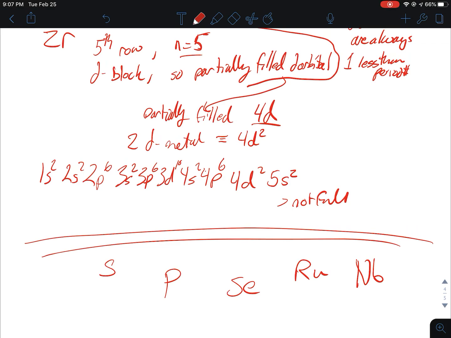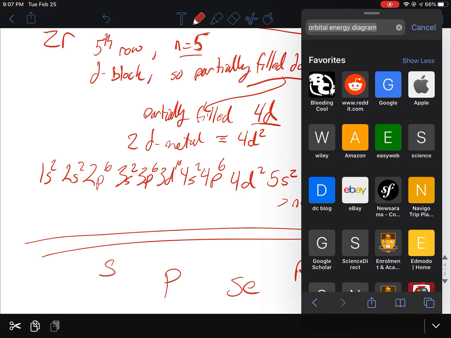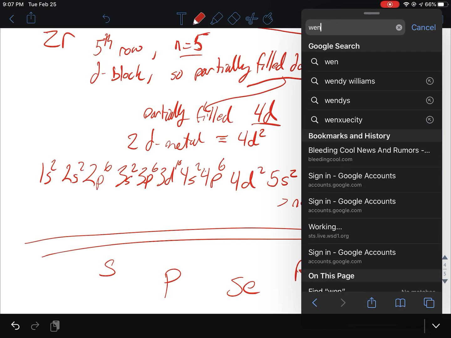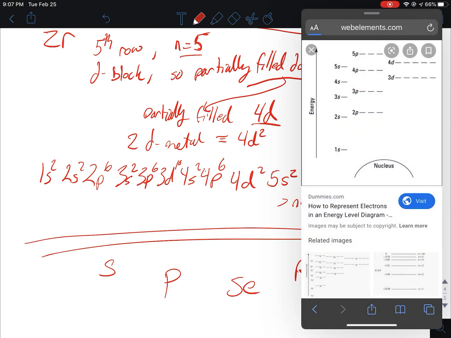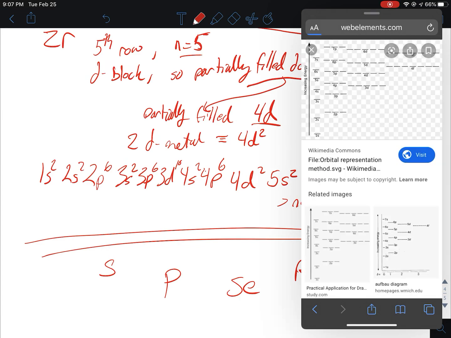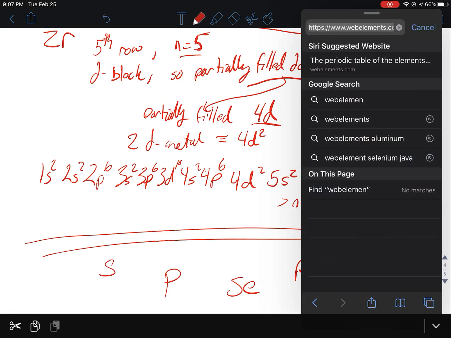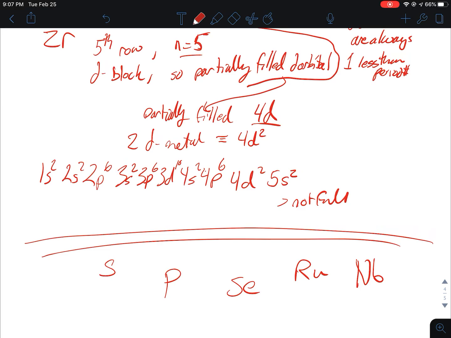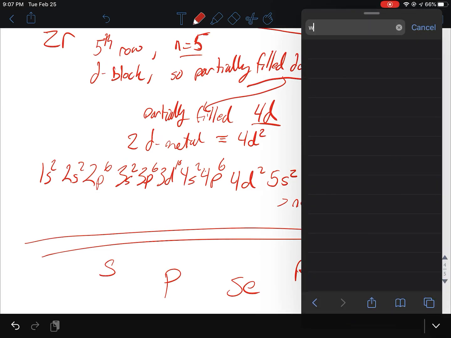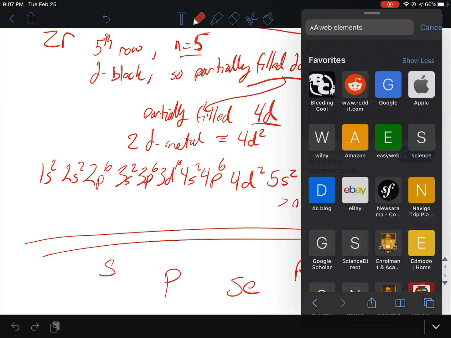Look up the answers on Wikipedia. You can just type the element, it'll give you the electron configuration. You can go to a website called Web Elements, which is also very cool. It's a periodic table of elements. It's very interactive, and they have electron configurations for every element. So try to do it first, then use one of these ways to check the electron configuration. Don't know why I'm not getting a connection, but anyways, Web Elements is great.